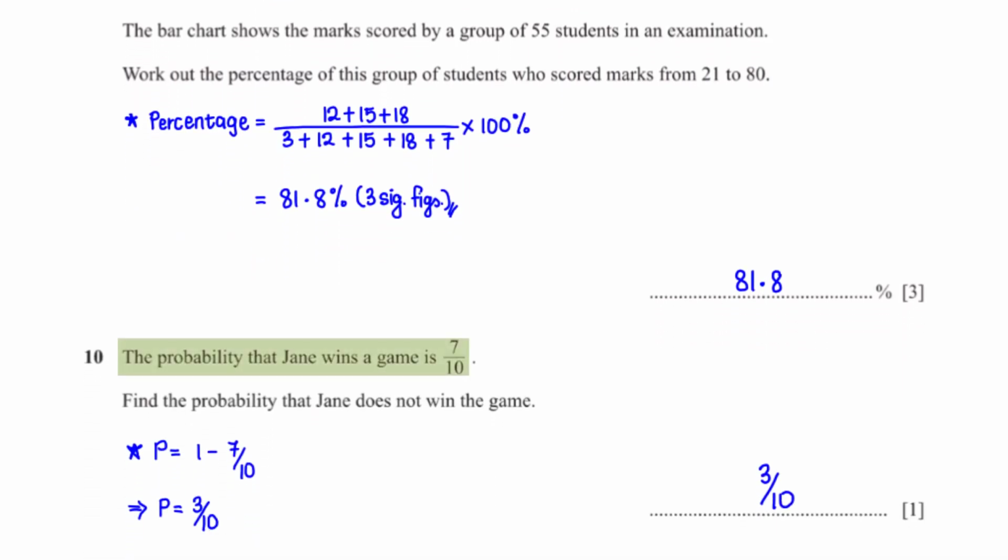The probability that Jane wins a game is 7 over 10. Find the probability that Jane does not win the game. The sum of the probabilities that Jane wins a game and does not win a game must add up to 1. So to get the probability that Jane does not win a game, we subtract 7 over 10 from 1, which gives us 3 over 10.